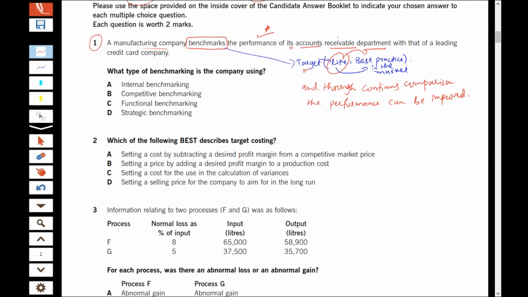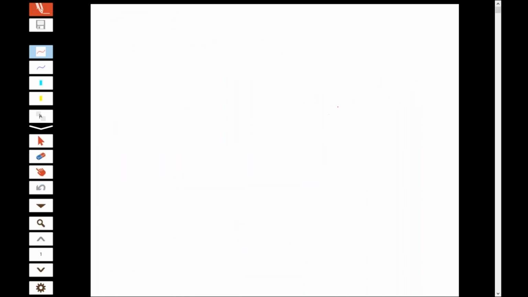Now, what is this benchmarking? Accounts receivable department with that of a leading credit card company. What is this? This is functional benchmarking. How is it functional benchmarking? I'm going to explain it here. See, there is benchmarking. And don't worry, I will be sharing this slide in the WhatsApp group which I had created.